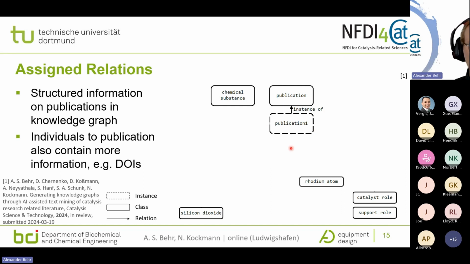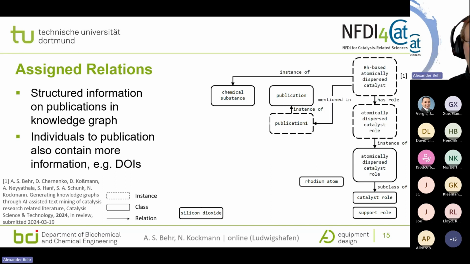we would get some publication, which we would call an individual in our ontology, publication 1, which would be an instance of the class publication. And then our algorithm would detect, for example, this string here, rhodium-based atomically dispersed catalyst, which would be an individual in the first place. That would be an instance of the chemical substance class and would also be mentioned in our publication. This in turn could be split up even more. So our rhodium-based atomically dispersed catalyst would have the role atomically dispersed catalyst role, which would in turn be an instance of this class, which would have the same name. And this class finally would be a subclass of catalyst role.